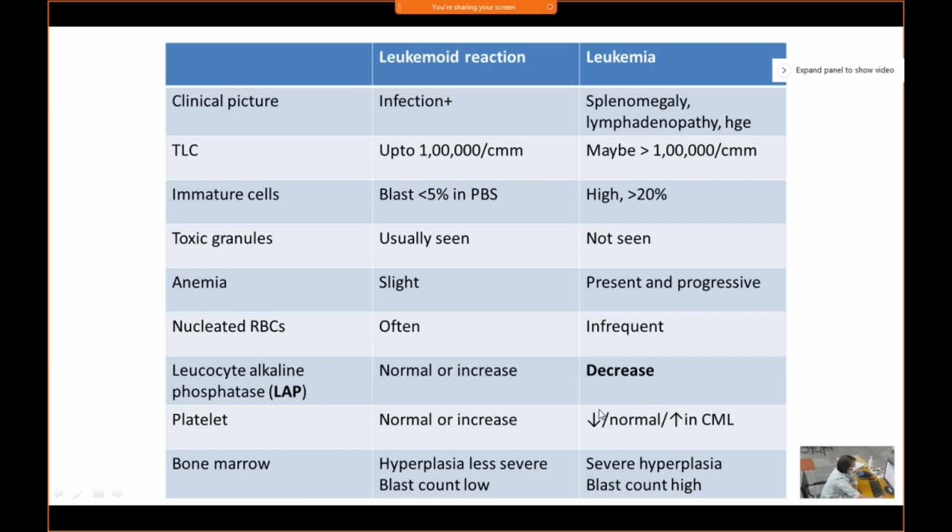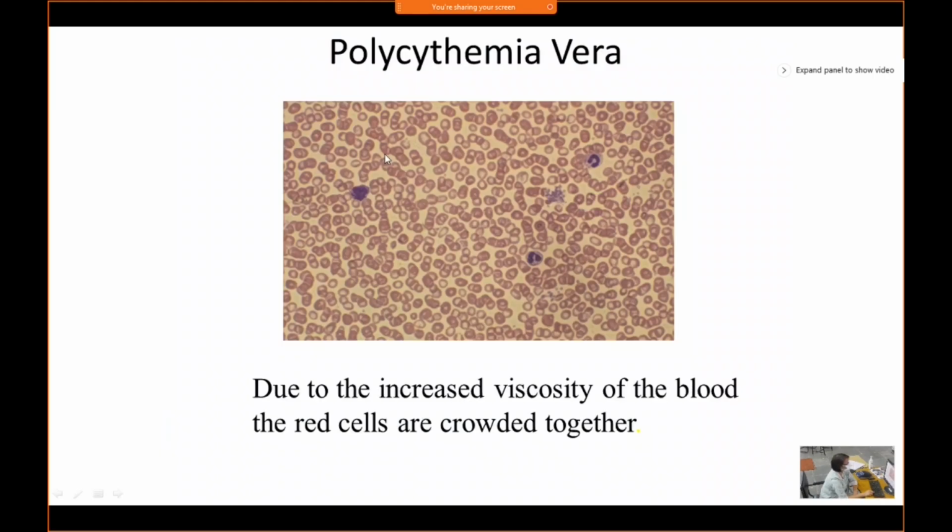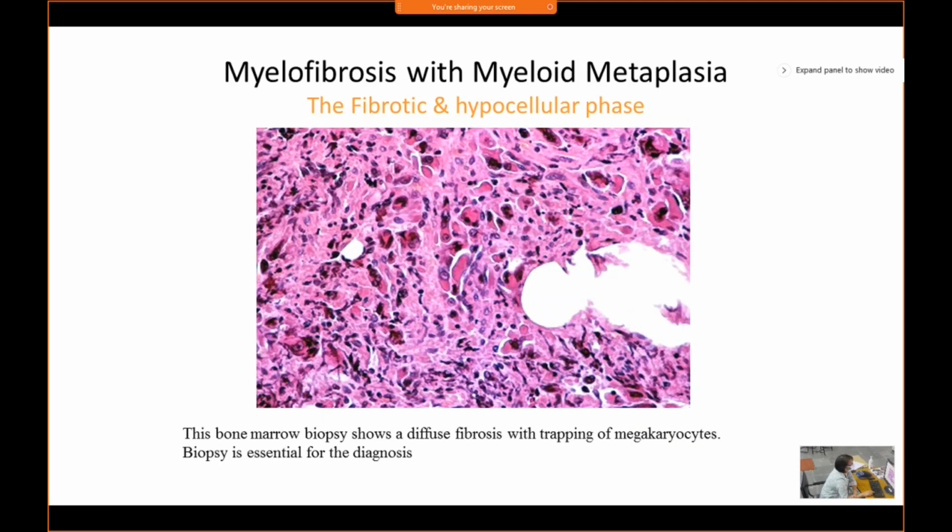In a blast crisis of CML, the platelets go down, because in a blast crisis, the blast cells may be more than 20%, and the picture can change into something like an acute leukemia, except that there is a history of CML and he's gone to blast crisis. That's the only difference. Bone marrow is usually hyperplastic, and the blast count is low in leukemoid reaction. Polycythemia vera, it's because the RBCs are crowded. Myelofibrosis is because of fibrosis of the bone marrow.